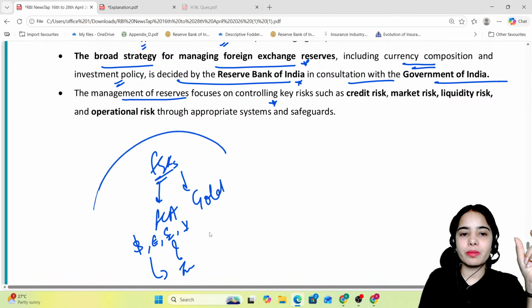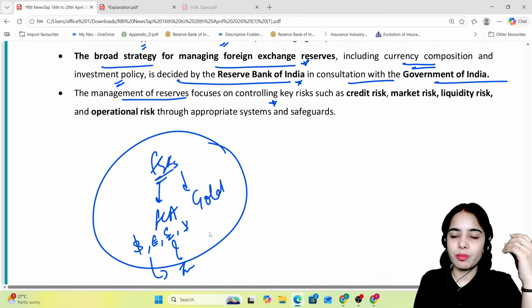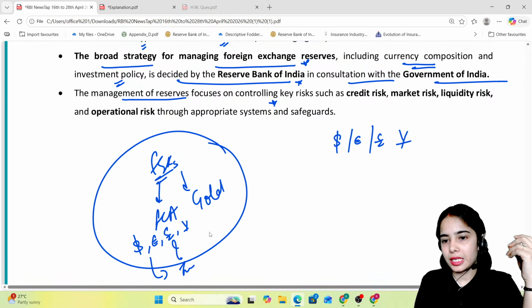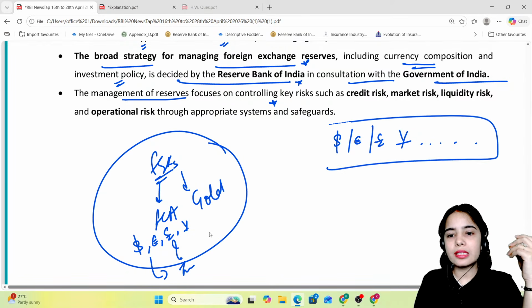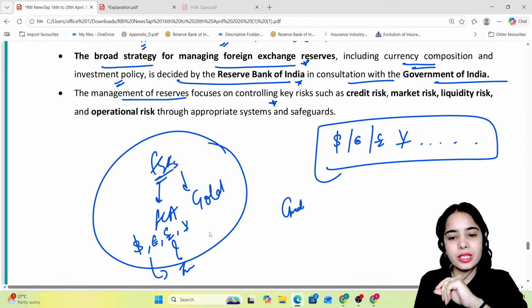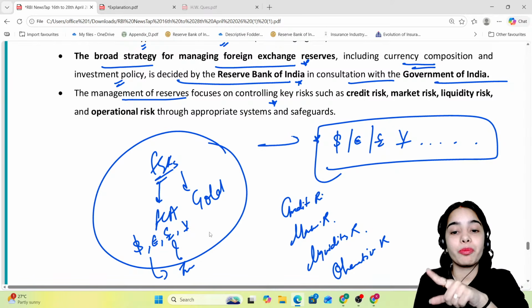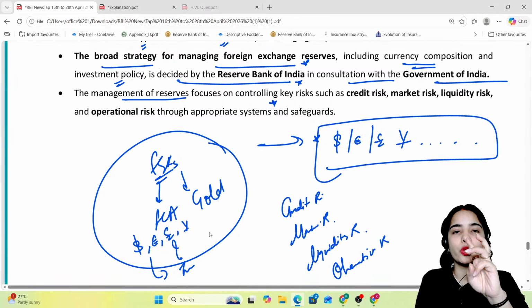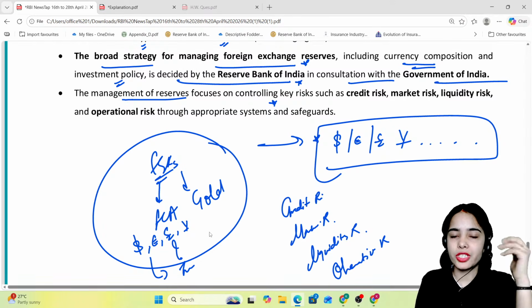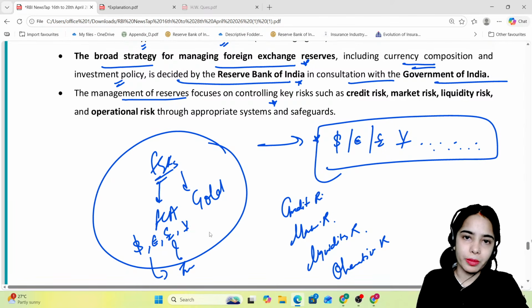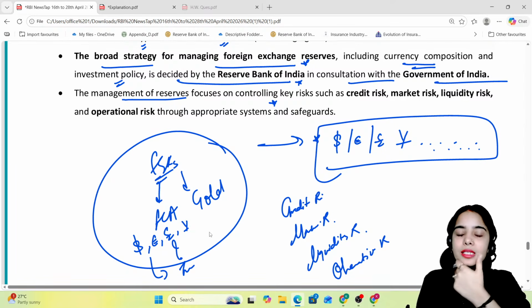Now when the RBI is managing, think about it, the RBI has bought dollars, euro, pound sterling and Japanese yen and the other currencies also. What is the risk here? Is there the credit risk, or the market risk, or the liquidity risk? Or is there an operational risk? What kind of risk is attached in this case where the RBI has bought the dollars, euro, pound sterling, Japanese yen and the other minor currencies also? So what kind of risk is present?